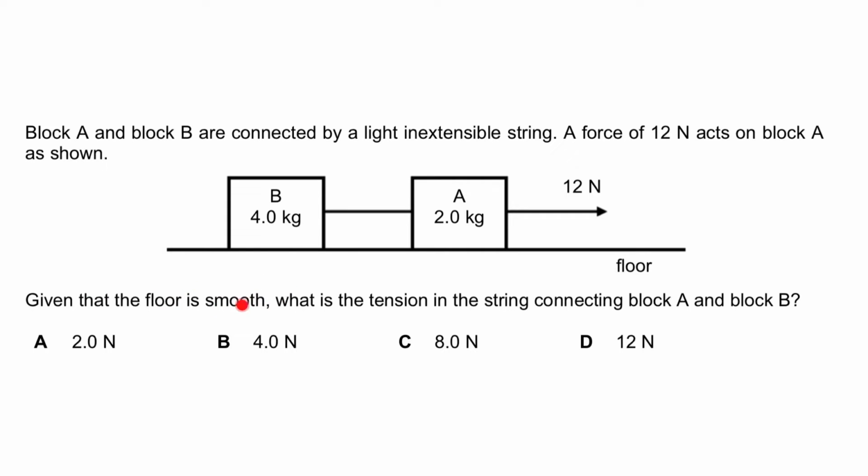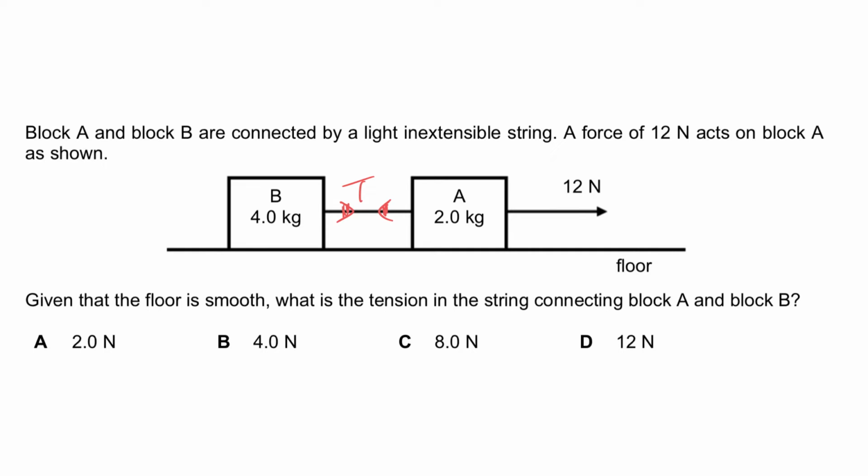Given that the floor is smooth, so we can assume there's no friction, what is the tension in the string connecting block A and B? Now, the first thing you need to know is that the tension in the string is an action-reaction pair. So that's the first thing to know.